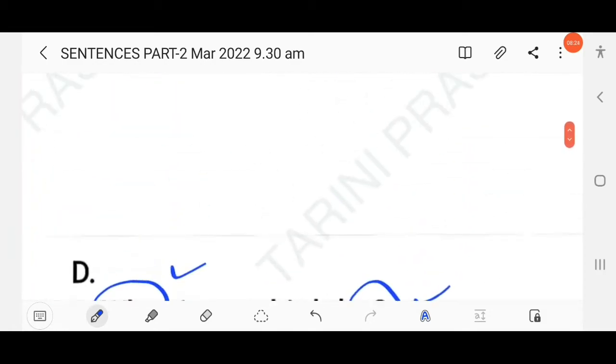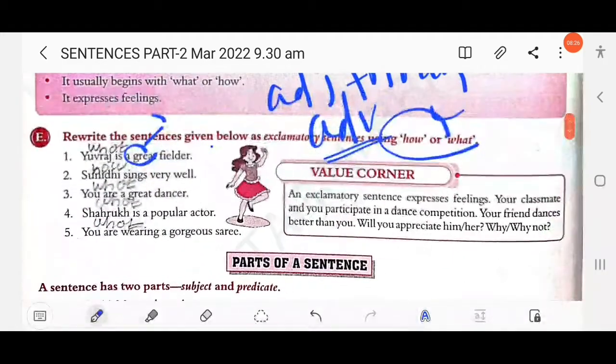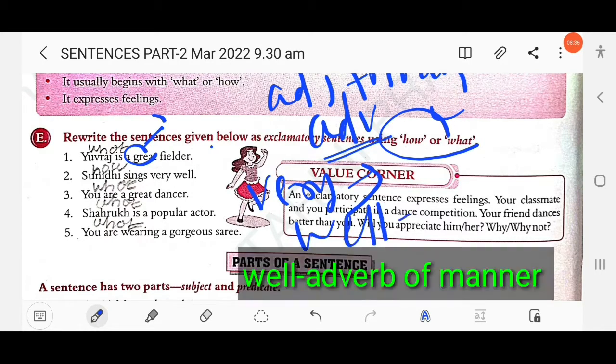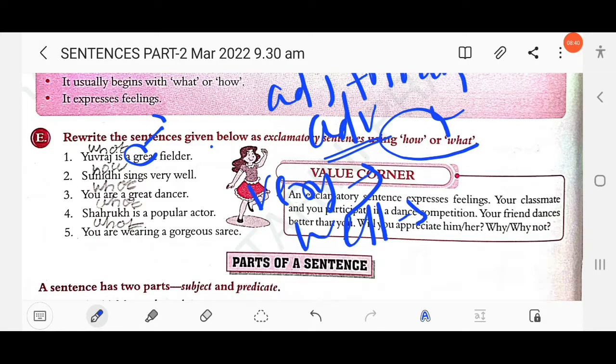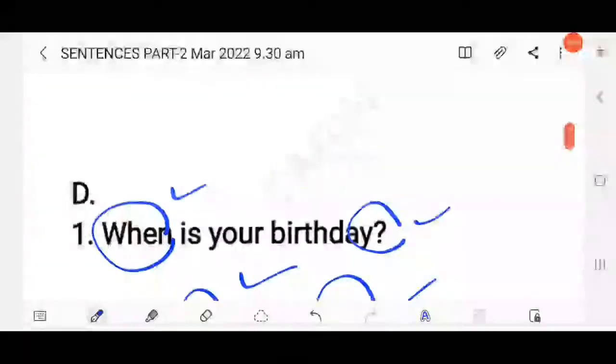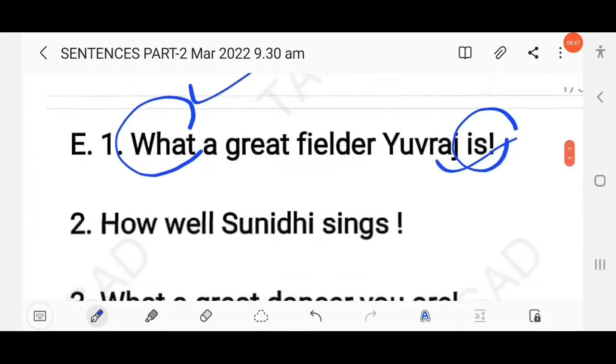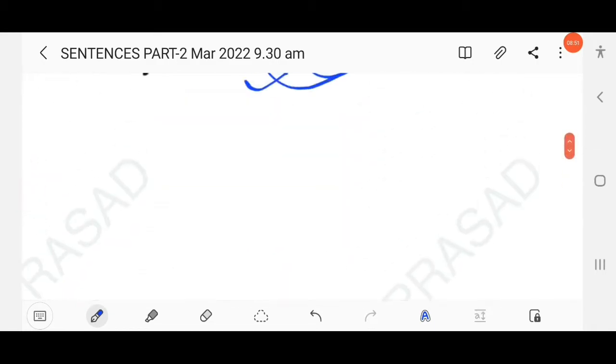Then next here, Sunidhi sings very well. Yes, there is use of an adverb, very, adverb of degree, and well. If there is an adverb you need to use how, not what. How well Sunidhi sings, okay. You have to end the sentence with an exclamation mark.